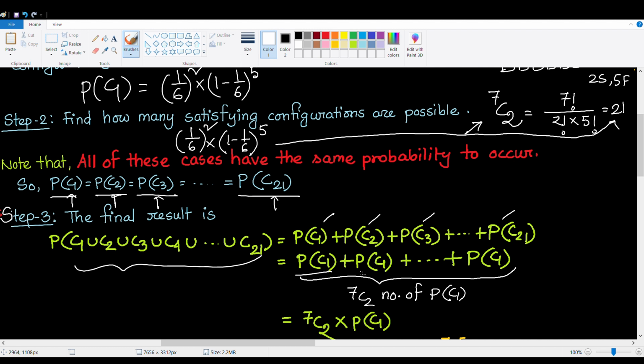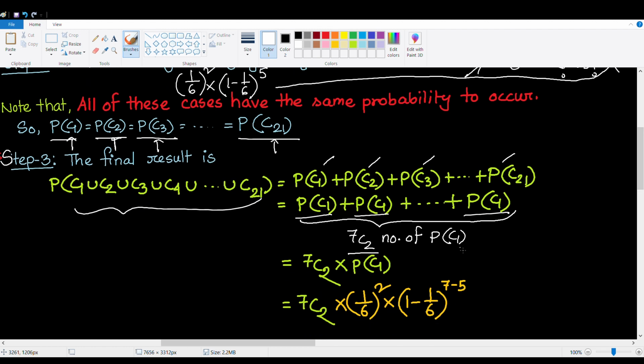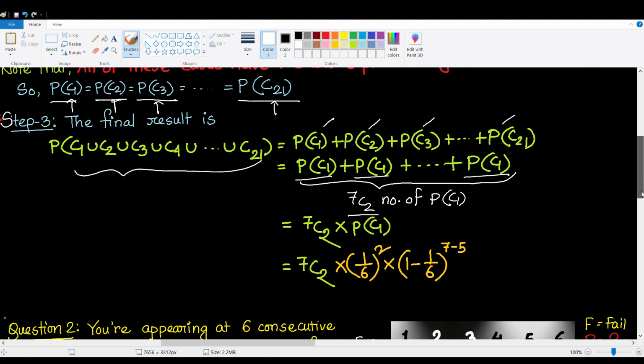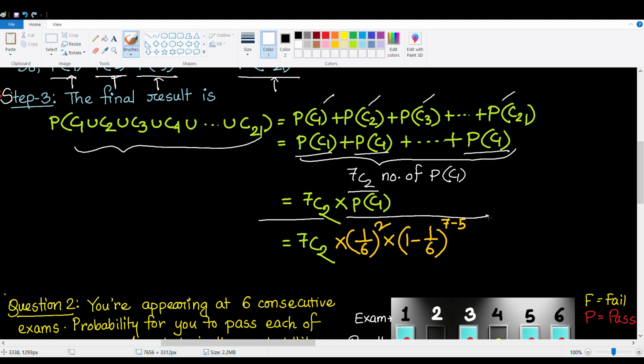So how many P of C1 are here? You know that there are 7C2 number of P of C1 here, right? So 7C2 times P of C1 is our final result. Yeah, this is the final result. Now, I want to set an analogy here: if you are doing an experiment n times where you want exactly r successes, you can choose r successes from n experiments in nCr different ways.